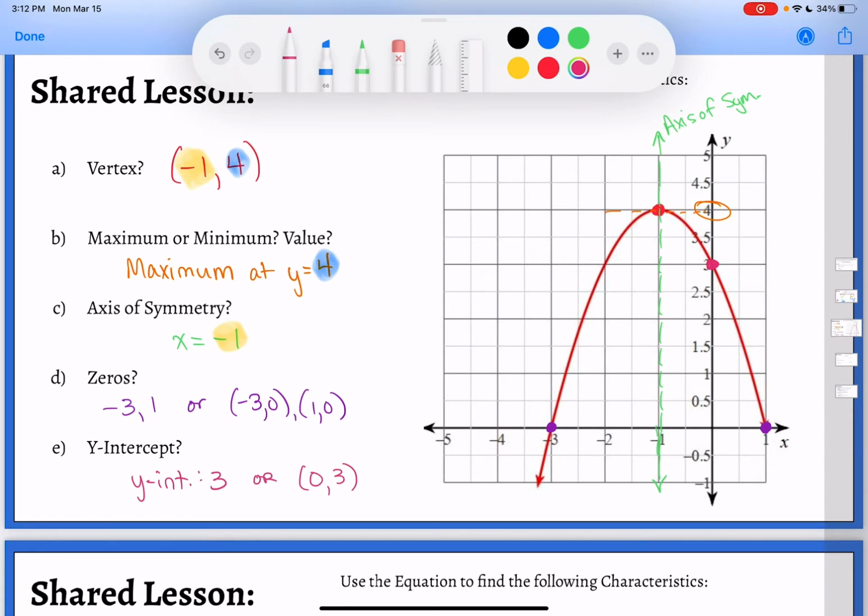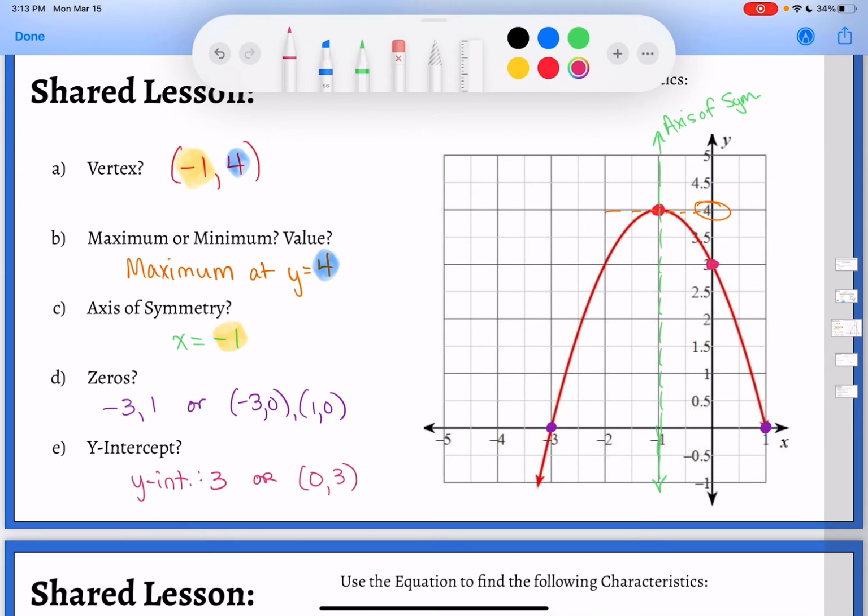All right. So looking at the graph, it's really easy to find all of those things. And hopefully you're starting to see the flip side of it. If I knew all of those things, it would be really easy to make a really accurate graph of my parabola as well. If I knew the two zeros, I could put those points on there.